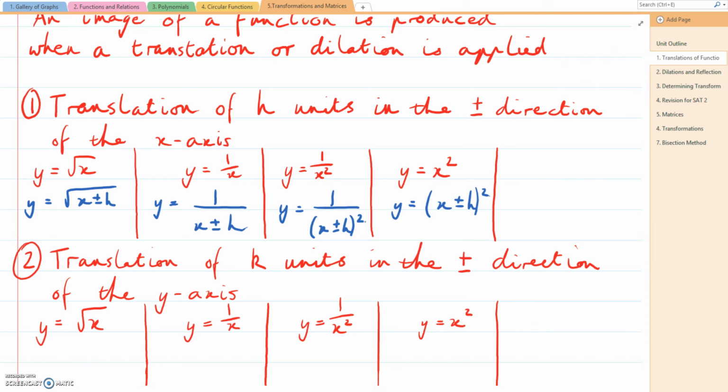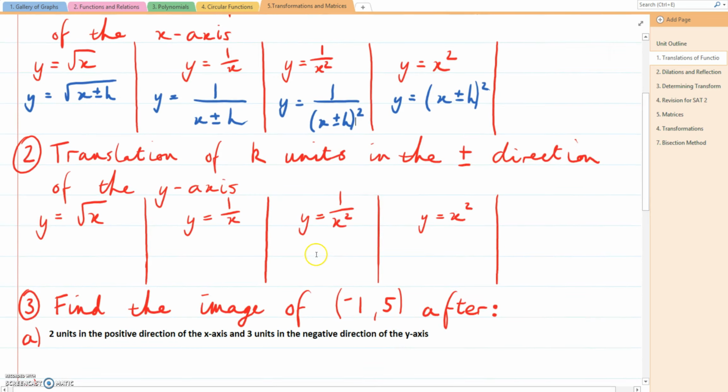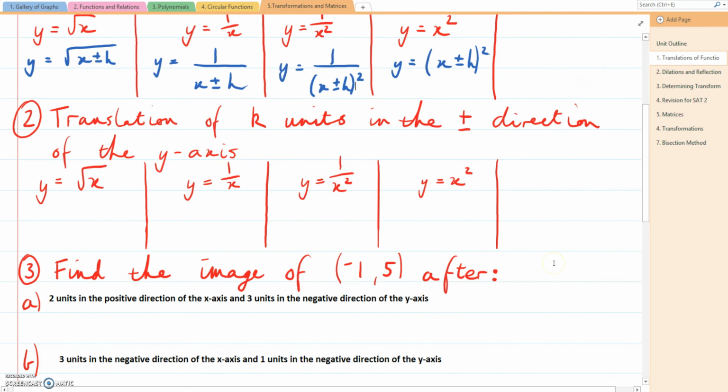Of course, remember that it's always the opposite of whatever sign you're working with. So if we're moving in the positive direction, it would be minus h. In the negative direction would be positive h. I know you've done that a lot before, so just remember that that's part of that, whereas translations of k units in the positive or negative direction of the y-axis is a direct translation.